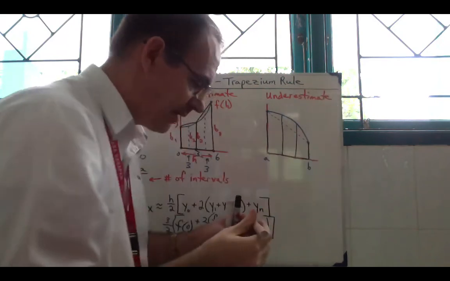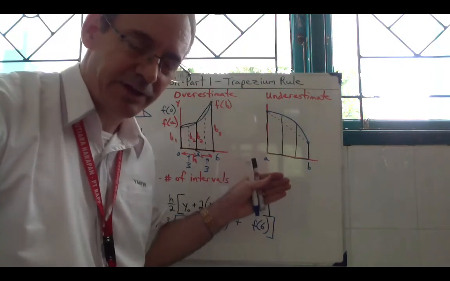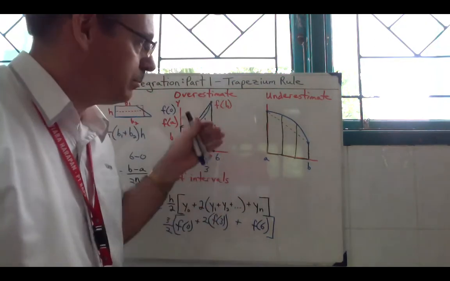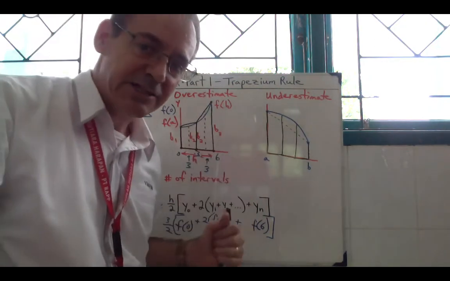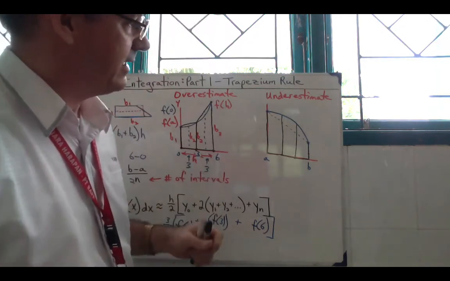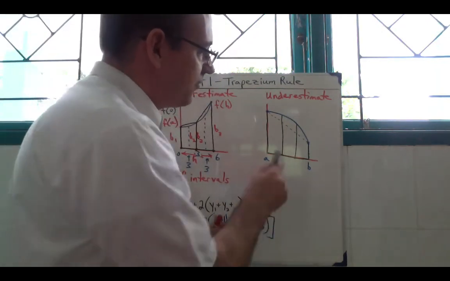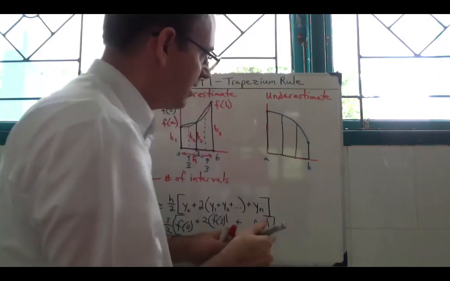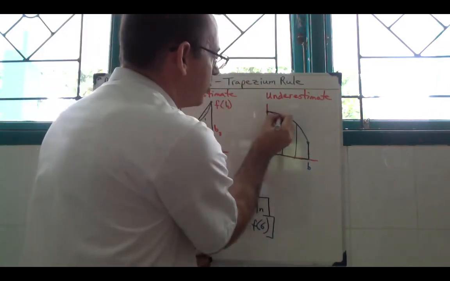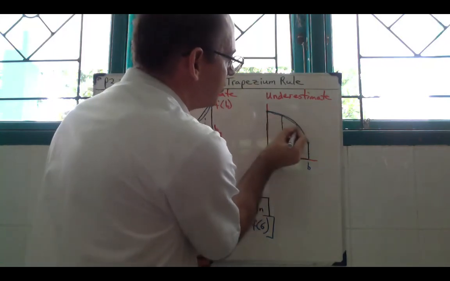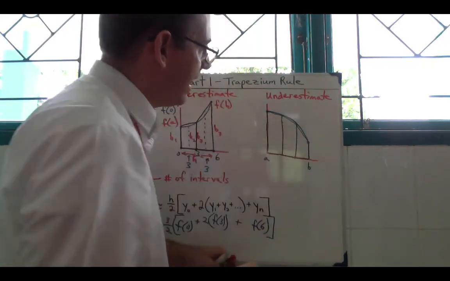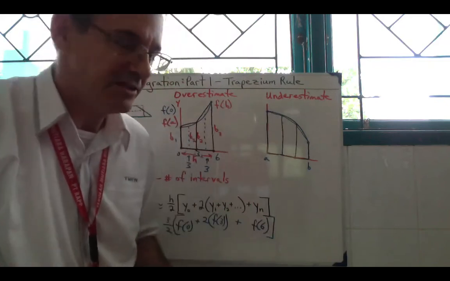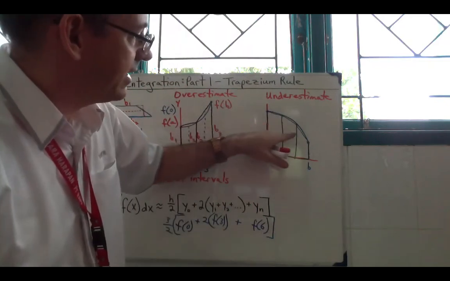An underestimate, meaning the area that you get is going to be a little bit below the actual value. And again, the more intervals that you have, the more trapeziums that you use, the more accurate you will be. So you'll see that you still get a slight underestimate, but it's not as bad as if you just used one.